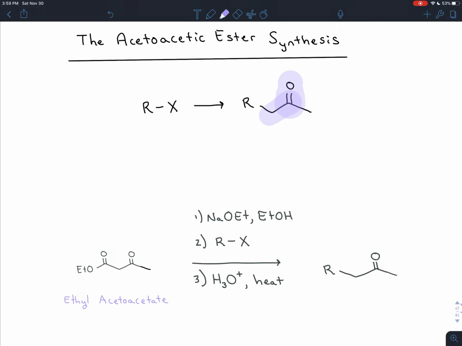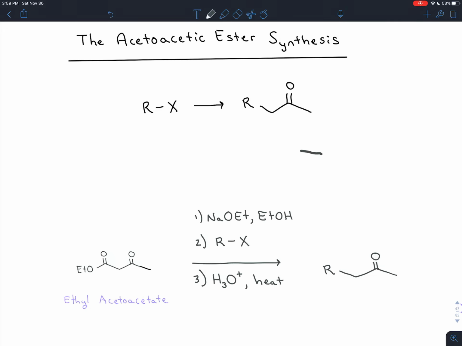And you'll notice this is a ketone. It is a carbon double bonded to oxygen with a carbon on both sides. And one of those carbon groups is a methyl group. So it's called a methyl ketone. So we're making a methyl ketone here. And so you can use an alkyl halide to make a methyl ketone. That's reading this right to left.